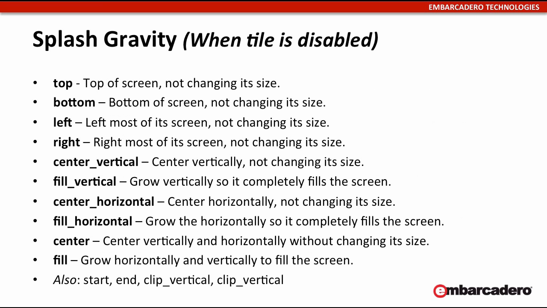Now, if tiling is disabled, then you can specify the splash gravity, and this specifies where the image is put on the screen. And again, you're most likely going to use center, which is down there, second from the bottom, but you could use fill, which would cause it to expand and contract to fill the screen, as well as a number of the other options. I didn't go into detail on start, end, clip vertical, and clip horizontal. I just didn't think they were as interesting, but you can check out some information on those later if you're interested in that.